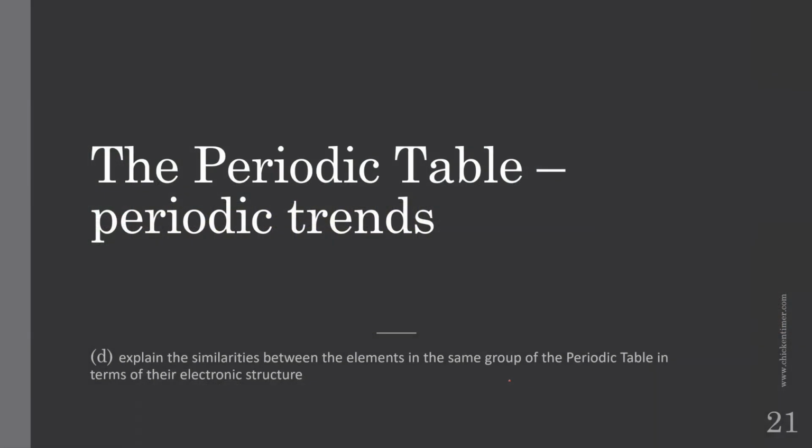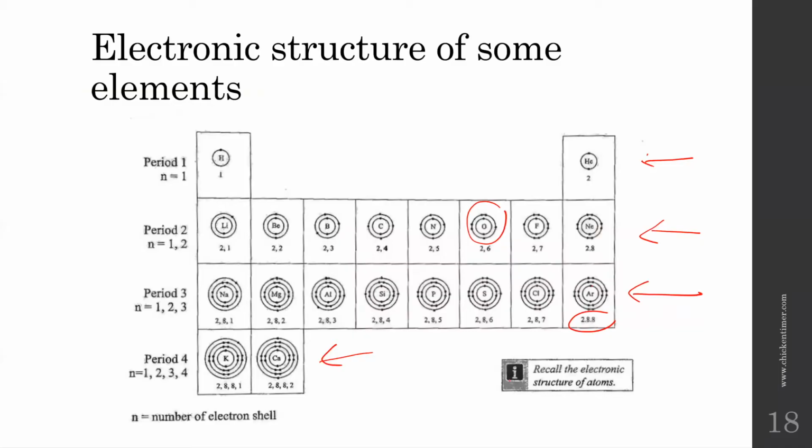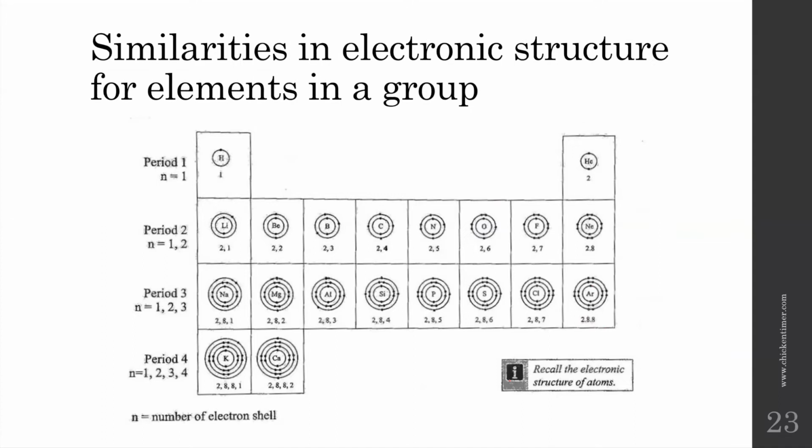So you have to explain the similarities between the elements in the same group in terms of their electronic structure. Then we see this again: same number of valence electrons. And how you get the same number of valence electrons, you can simply draw this. Then you'll notice that in the same group, all of them have the same number of valence electrons. There, see? All of them will have the same valence.